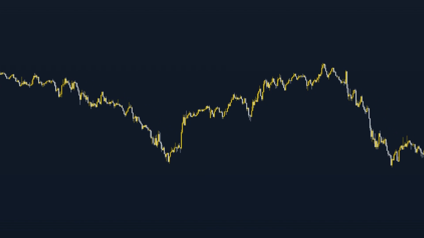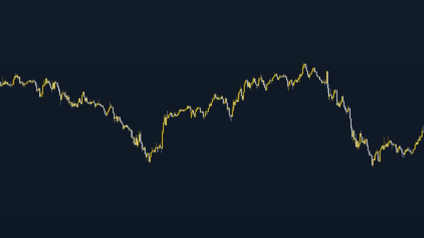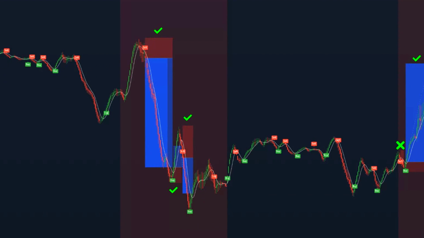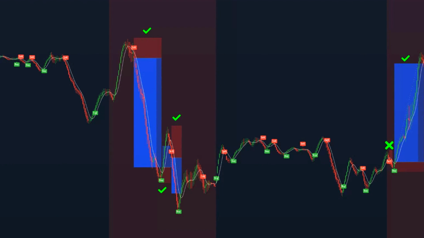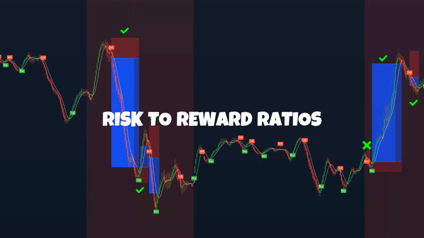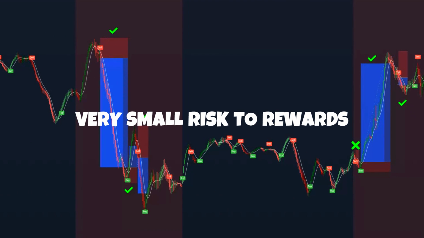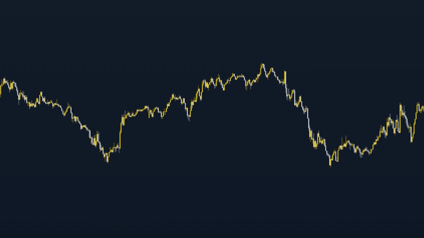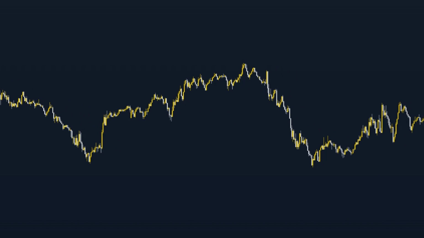But overall, this UT bots alert trading strategy is absolutely one of my favourites. One thing I did notice while testing it for an entire month was that there was a big variation with the trailing stops, and trades either seem to have massive risk to reward ratios or have very small risk to rewards. But at the end of the day, profit is still profit, and as long as there is a healthy mix of both, then it isn't really a problem at all.